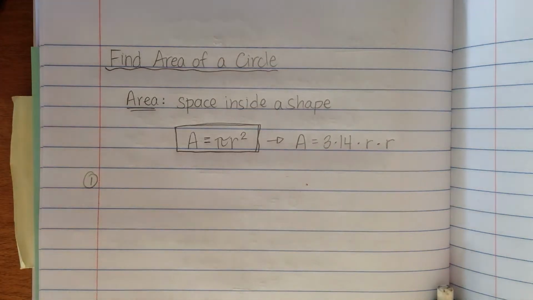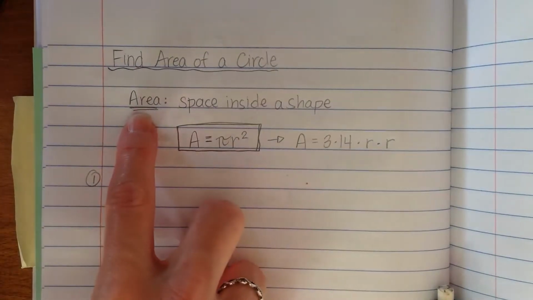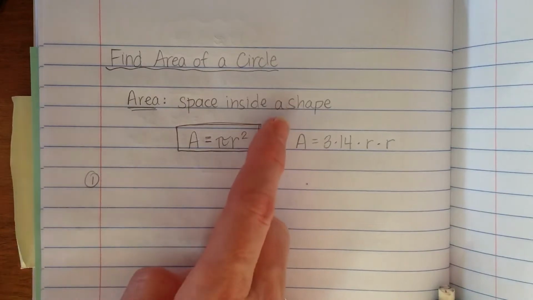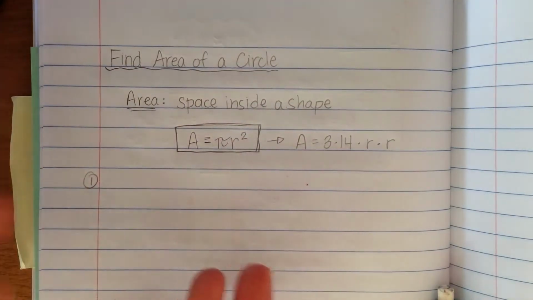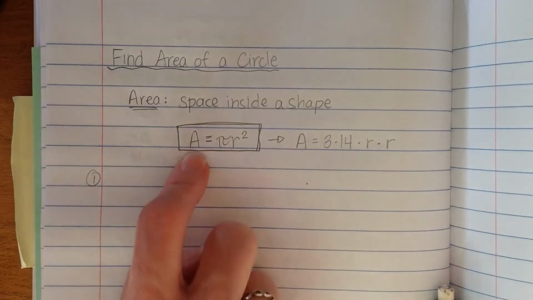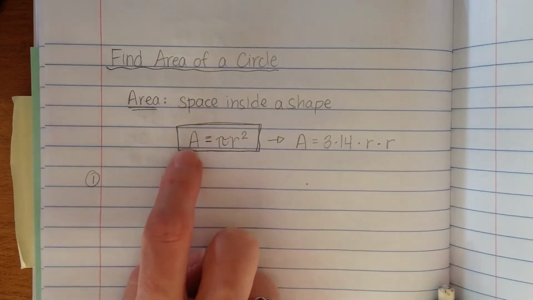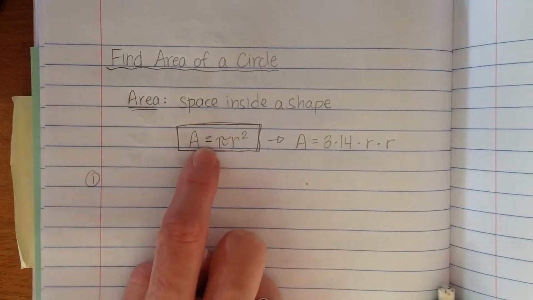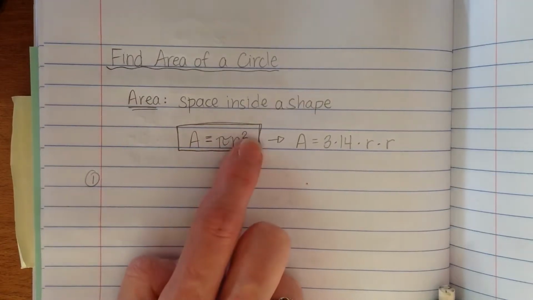The next task that we're going to have to do with regards to circles is finding the area. Now we know that area is the space inside of a shape. So it's no different for circles than it is with rectangles or squares or triangles, whatever. For circles, they have a special formula. The formula to find area of a circle is that area is equal to pi r squared.